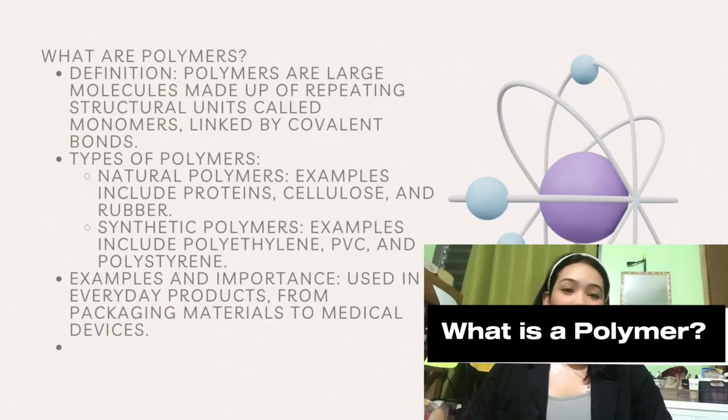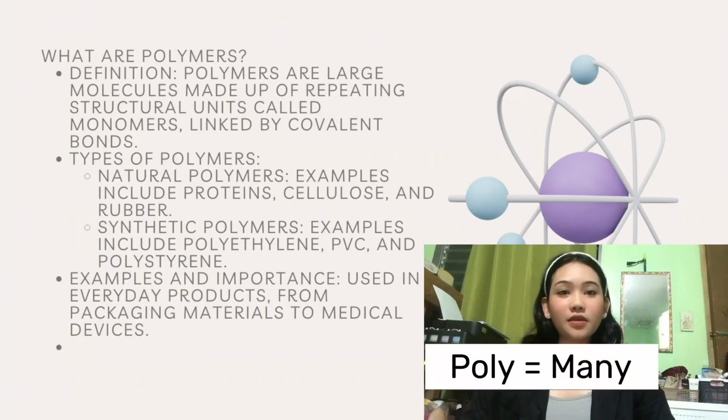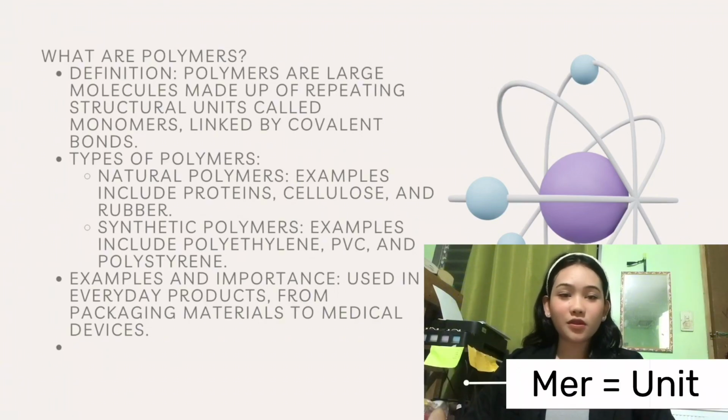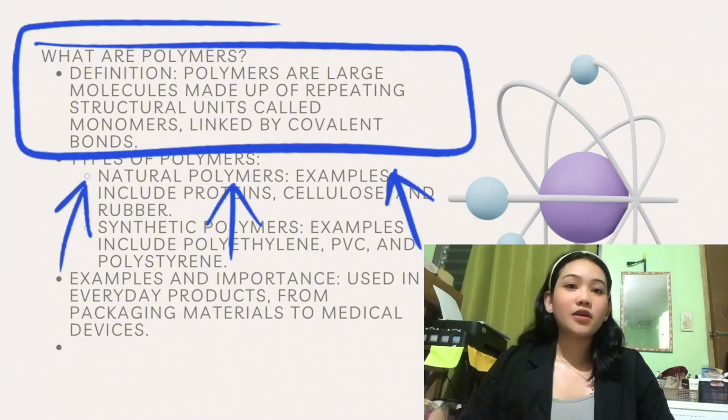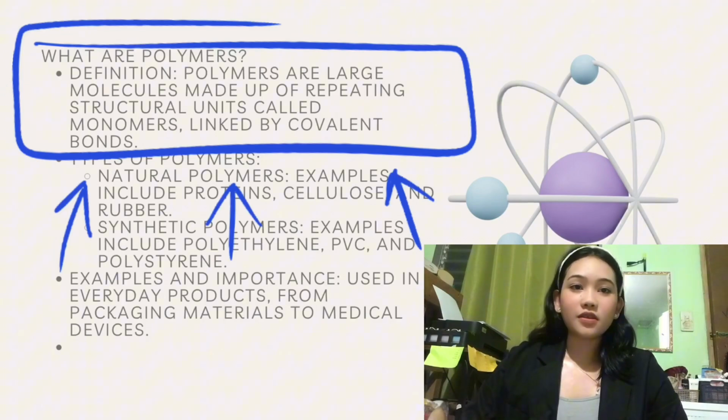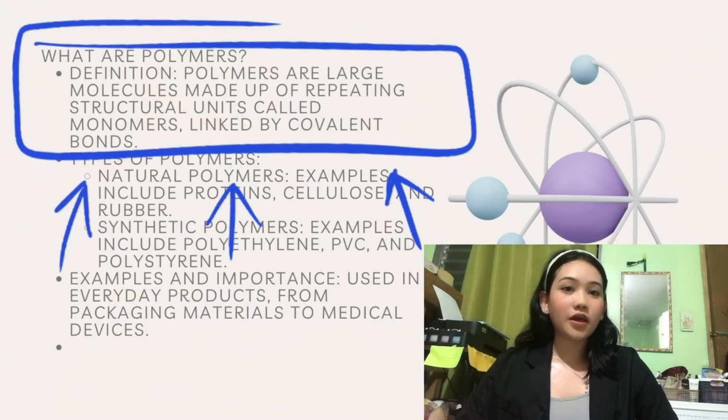First off, what is a polymer? Poly means many and mer means unit. So, a polymer is a molecule made from many units. Simply put, a polymer is a chain of molecules strung all together. These are very large molecules, also known as macromolecules. These are made from monomers linked by covalent bonds.